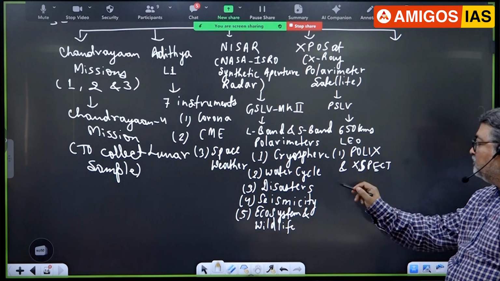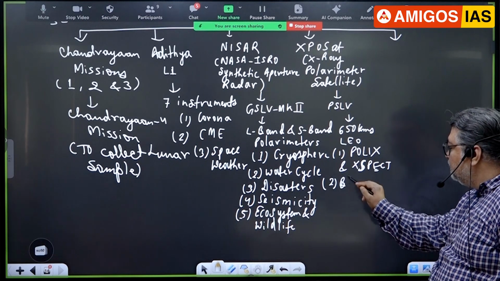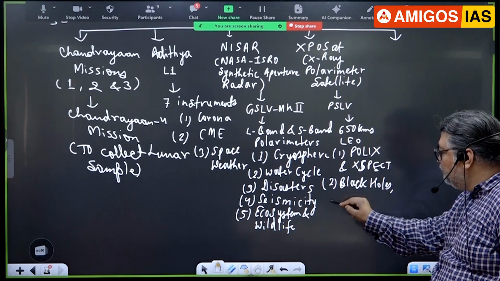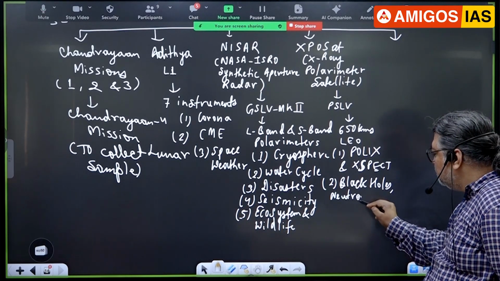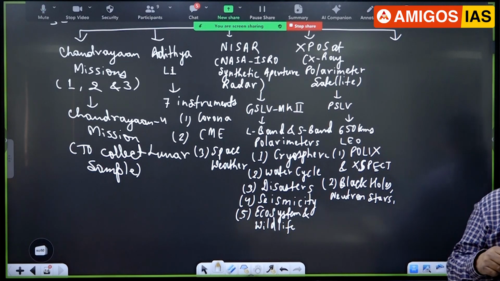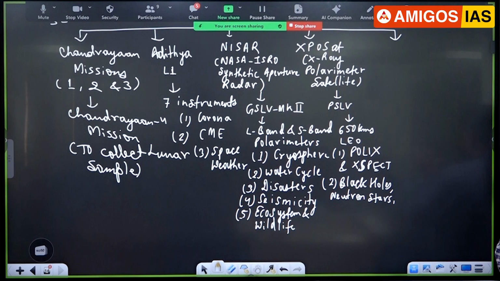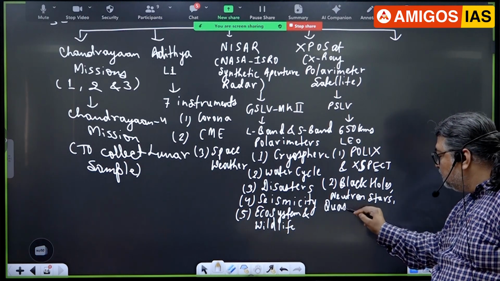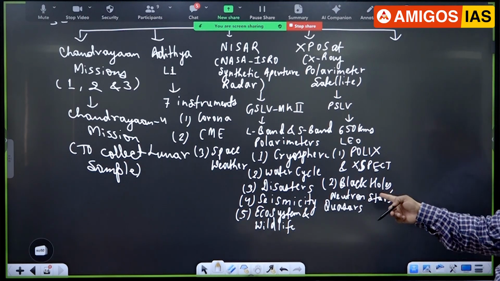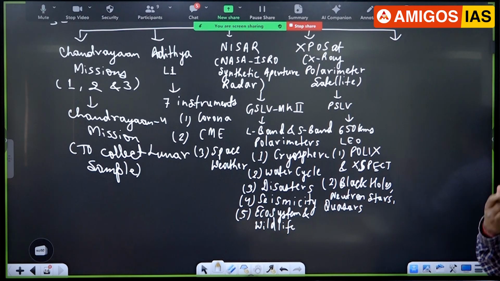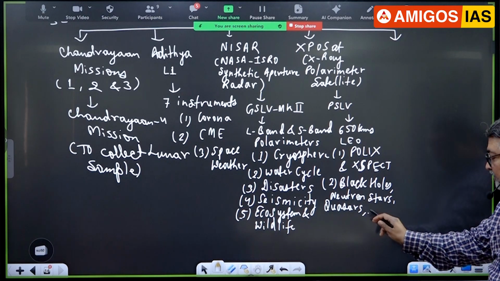So the objective is black holes, which are there in the universe. Then the study of neutron stars, because all these emit what type of radiation? X-rays. Quasar. What is a quasar? A magnetic star which generates radio waves. I repeat: black holes, neutron stars, quasars, supernova and all those kinds of things. So that is in terms of astronomical research.